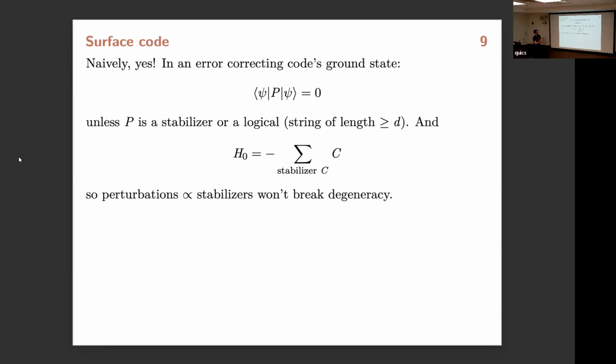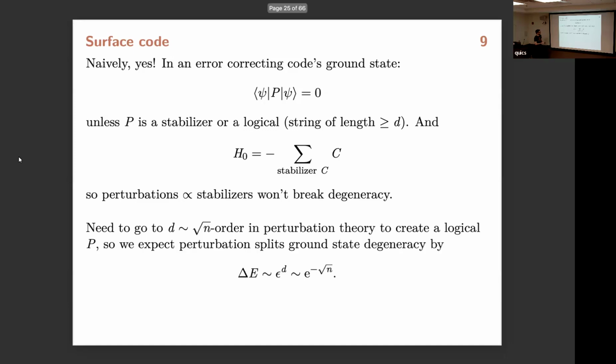And this argument tells us that we still won't be able to split that ground state degeneracy until we can grow a logical operator. Intuitively, we already minimized all of the parity checks, or all of the stabilizers of the code. We don't really care, therefore, if we generate perturbations that just look like stabilizers. But we're worried about how long it takes for us to build a perturbation that's a logical operator. That will take of order D, the code distance, in perturbation theory.